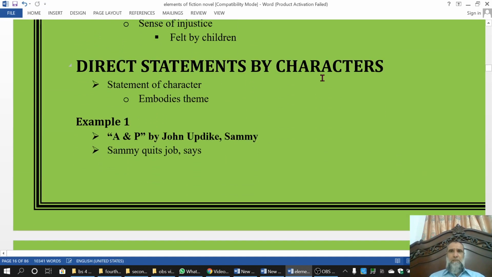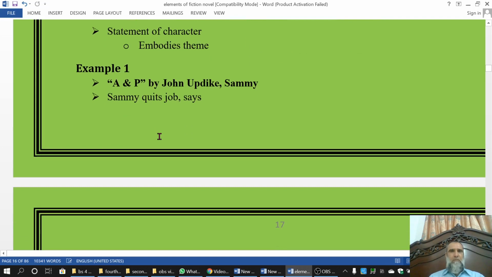The direct statements by characters sometimes embody theme. A character says something and that thing actually is the theme. One example is enough. If you have time, you can mention different examples. A and P is the name of the story. It is also the name of a shop, written by John Updike.